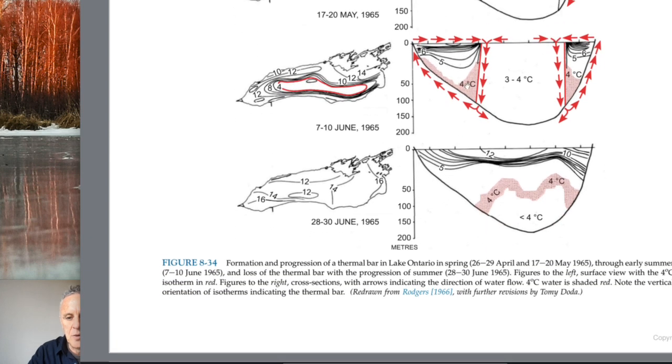And so this is water flow. This is the 4 degree isotherm, or isotherm.